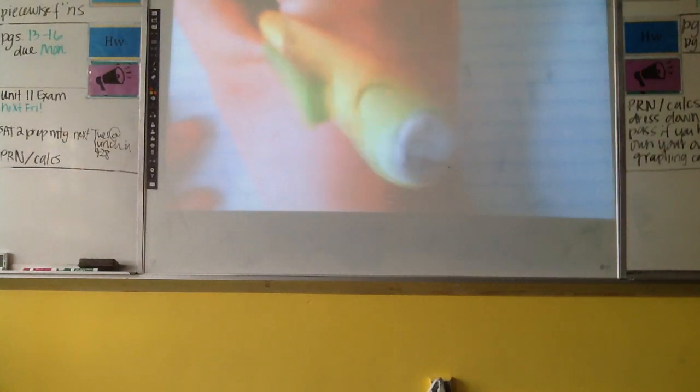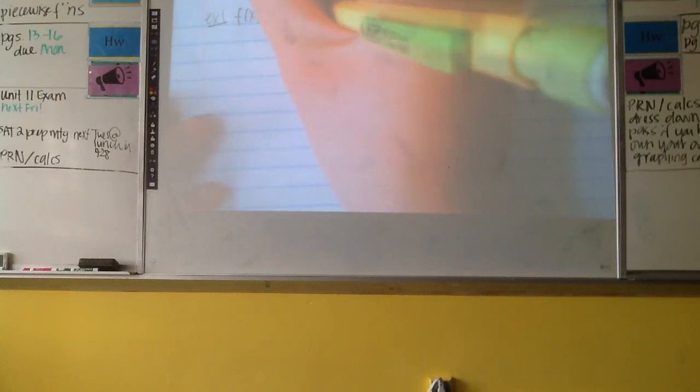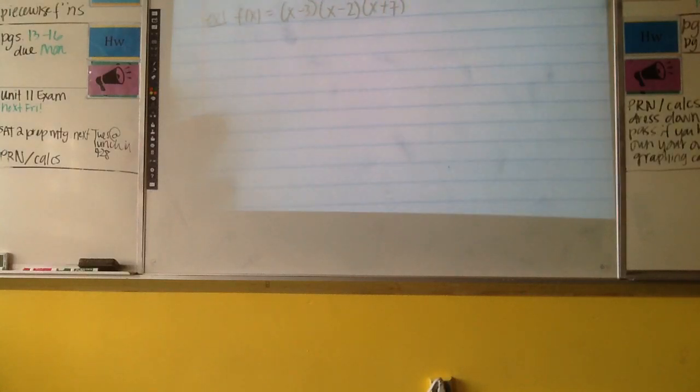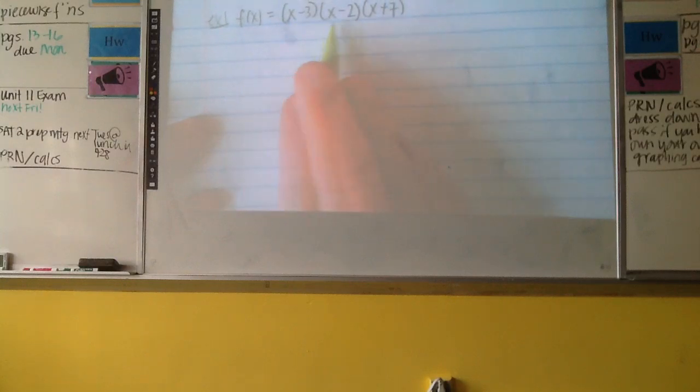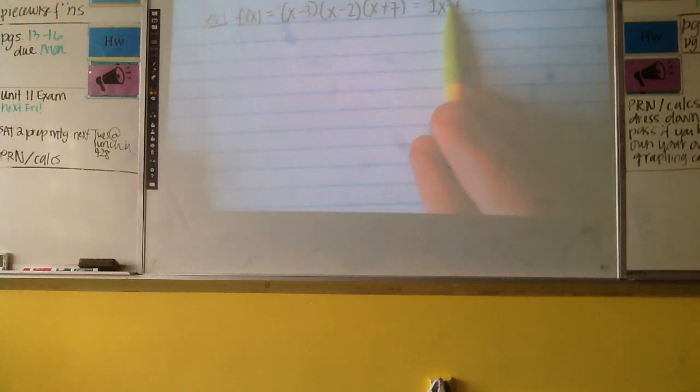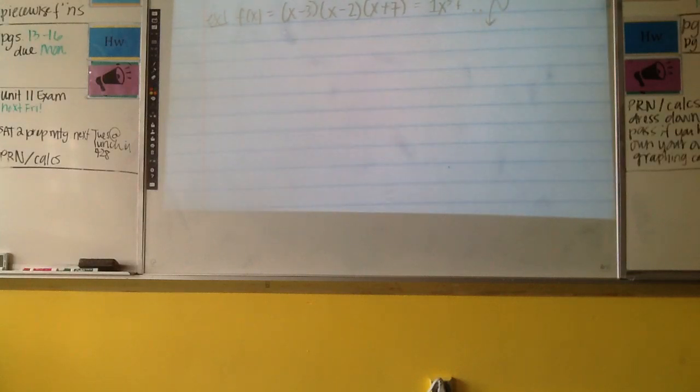If we want to graph f of x equals the quantity x minus 3 times the quantity x minus 2 times the quantity x plus 7, this is easy. If we were to multiply this out, x times x times x would give us 1x cubed plus a bunch of other terms. The function has degree 3, the highest exponent on a variable is 3, and a leading coefficient of positive 1. Therefore, it's going to look like this cubic shape.